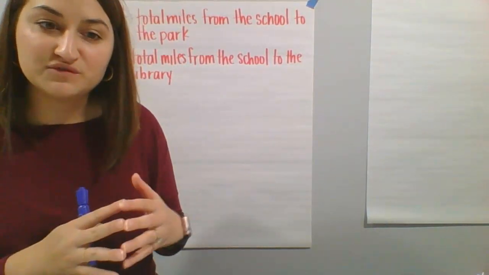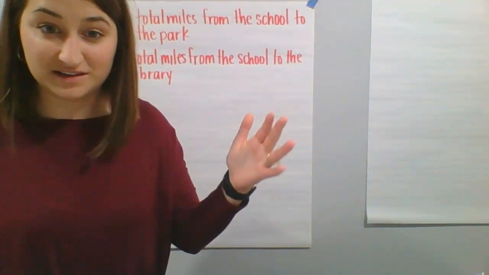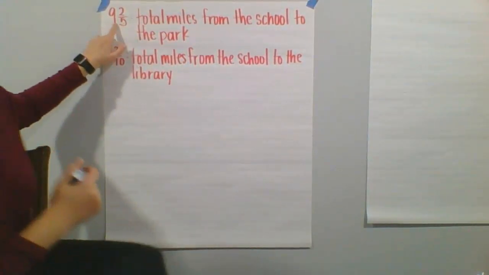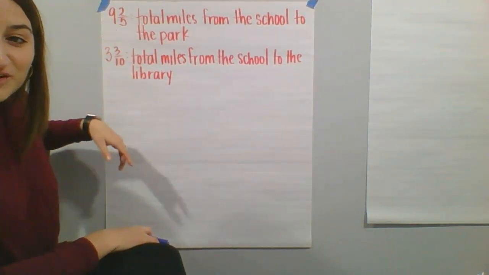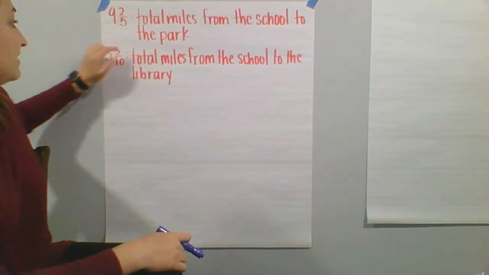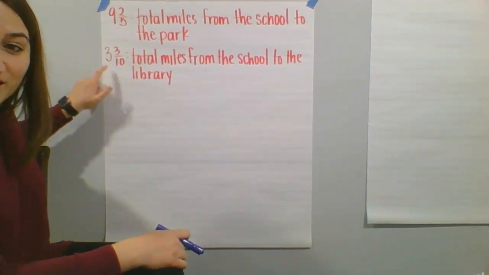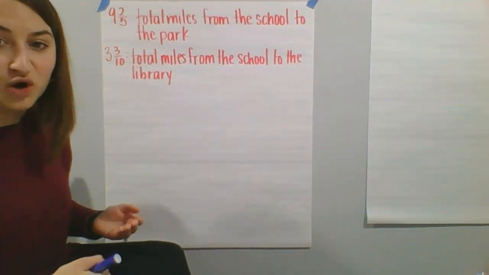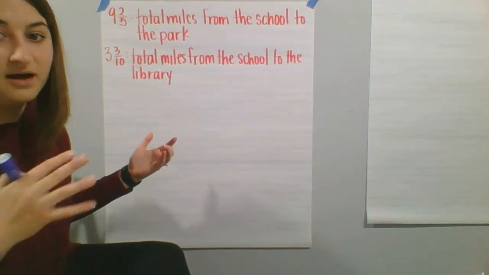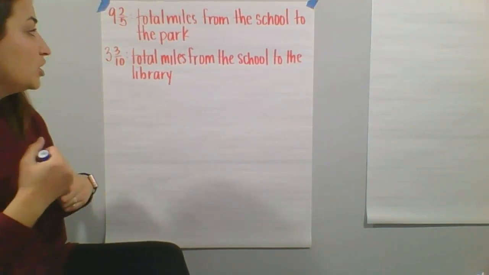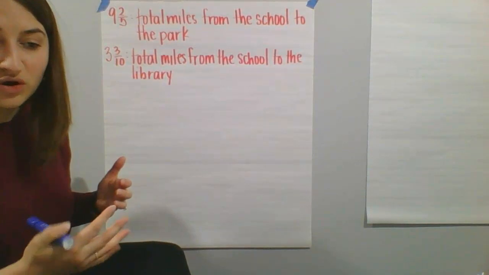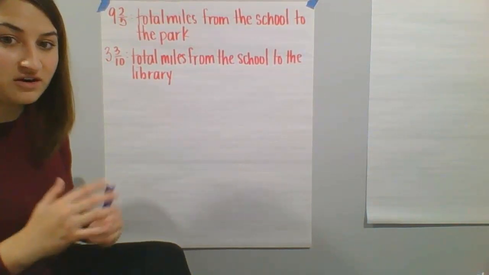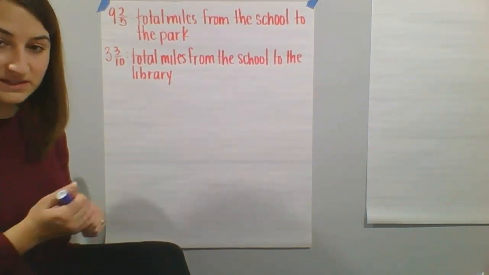So we want to know how much farther the park is from the school than the library is from the school. So looking at our quantities up here, 9 2/5 represents the total miles from the school to the park, and then 3 3/10 represents the total miles from school to the library. So already looking at this, we know that the park is much further from the school than the library is from the school. So I create kind of a little visual, kind of like a map. And it'll help us understand what it is that we need to do to figure out how much farther something is than something else.